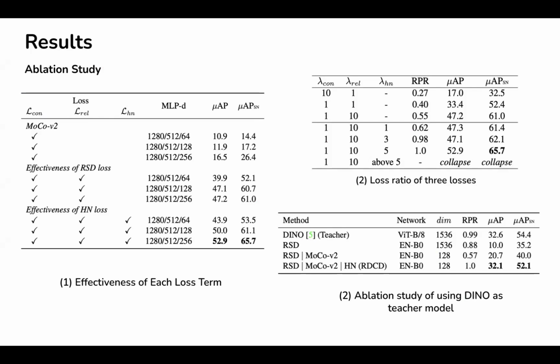Also, we calculate the new metric, ratio of preserved representation, which indicates the proportion of descriptor dimensions that avoid collapse. By appropriately balancing hard negative loss and relational loss, we ensure that all dimensions are effectively utilized. And finally, we tested the effect of using a different teacher model, DINO.